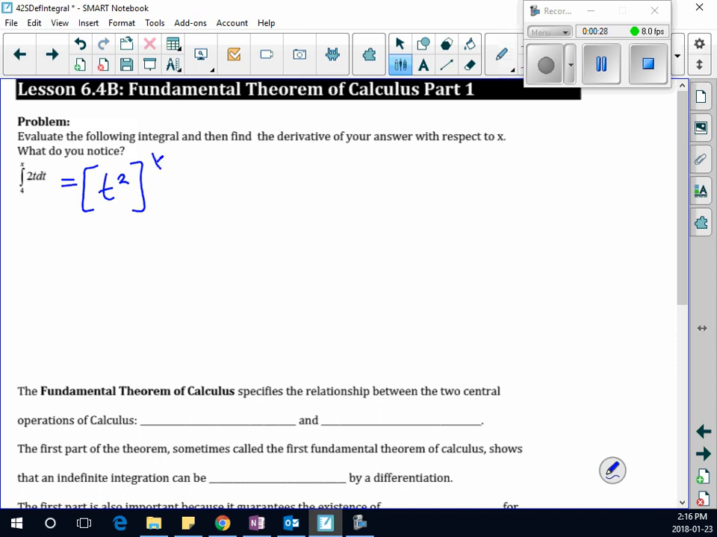So then you have x as the upper limit and 4 as the lower limit. Then we use the fundamental theorem of calculus, right? So we're now going to do the upper limit minus the lower limit. So it's going to be x squared minus 4 squared. So this is x squared minus 16. Does everybody agree that's what I would get? Okay, so now we're going to find the derivative of x squared minus 16. So what is the derivative of x squared minus 16?